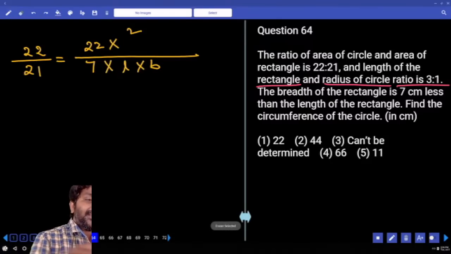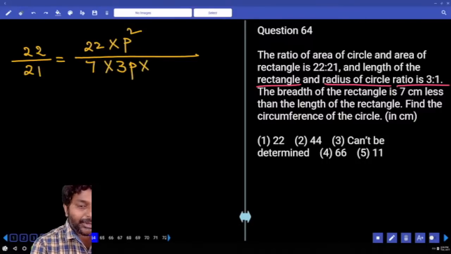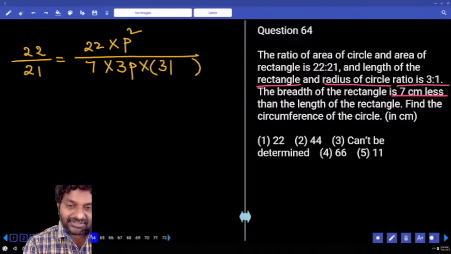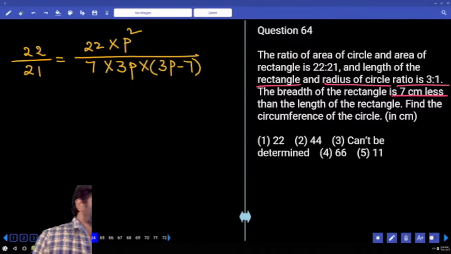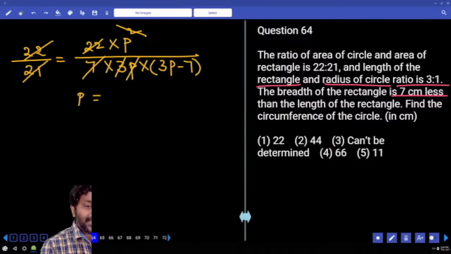r square means p square. Length is 3 parts into breadth. Breadth is 7 centimeters less, so 3 parts minus 7. Done. 22 cancel. 7 into 3, 21 cancel. Square and p get cancelled. Then p is equal to 3p minus 7.